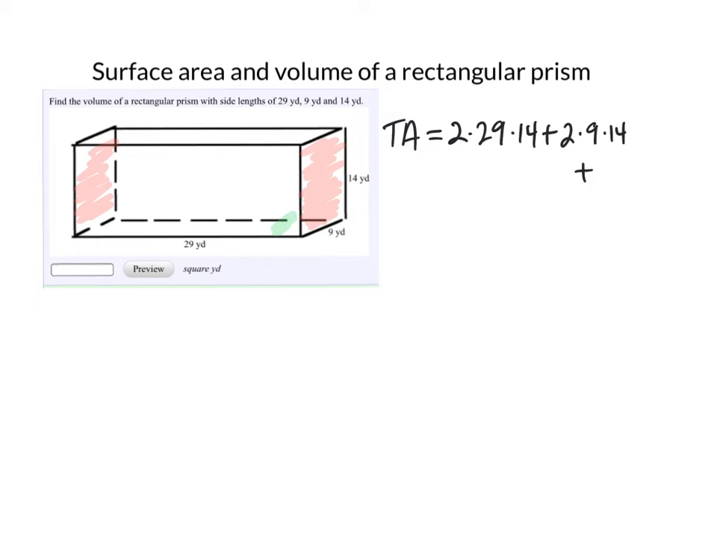We have the bottom. So the bottom is right here. There's a rectangle there, and that rectangle occurs again at the top up there. And there are two of those, and they are 29 by 9. So we multiply all these numbers out and add them together.